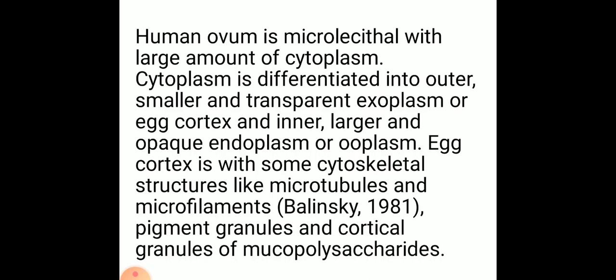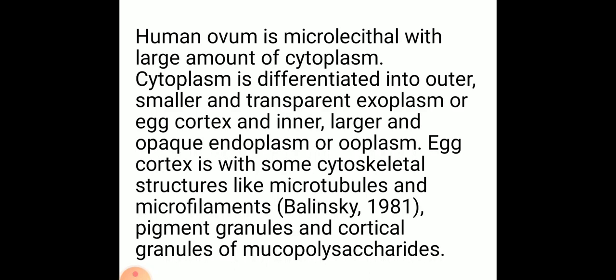The cytoplasm is differentiated into an outer, smaller and transparent exoplasm or egg cortex, and an inner, larger and opaque endoplasm, which we can call the ooplasm. The egg cortex also has some cytoskeletal structures, that is, microtubules and microfilaments, according to Balinsky in 1981.